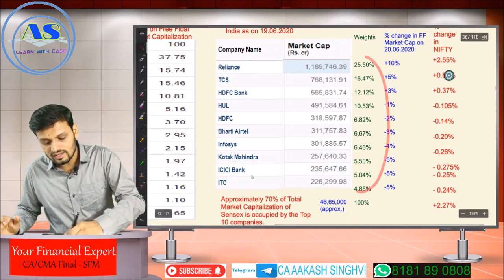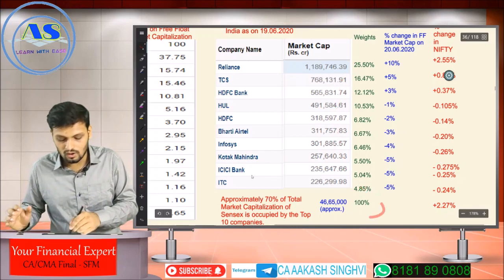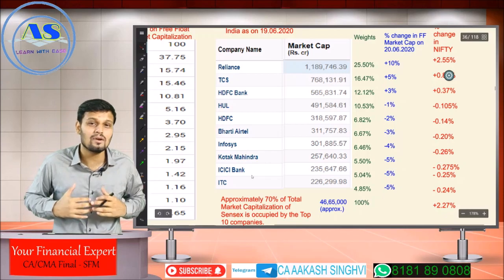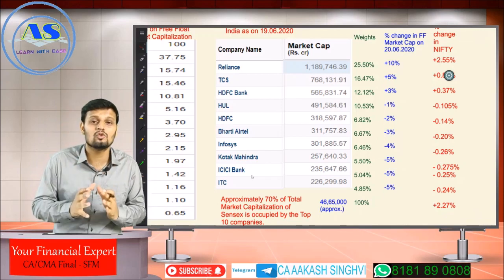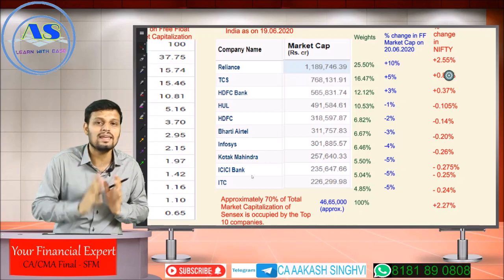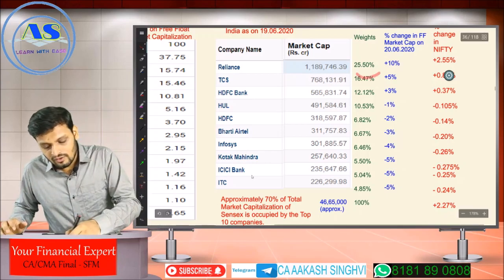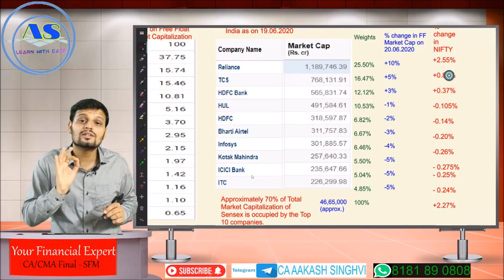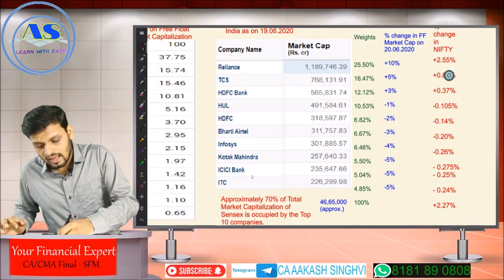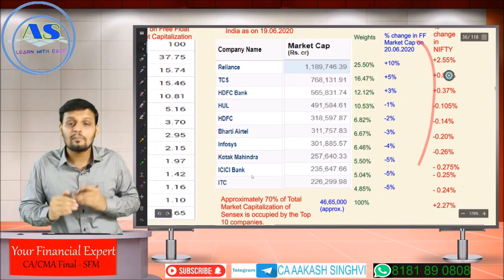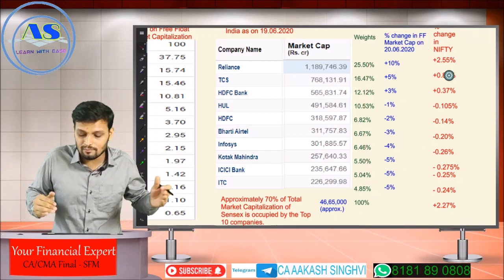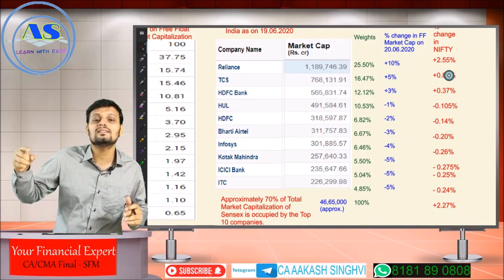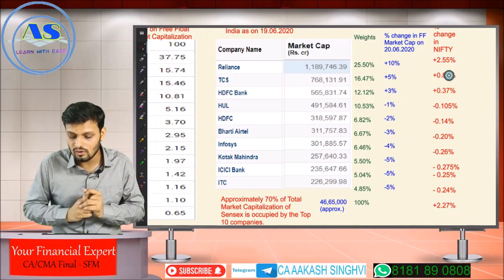Now if you add all these weights, it should always round off to 100%, right? So the weights of all these companies are coming to around 100% in my example, because I have assumed that there are only 10 companies in my index. If you can see here, Reliance alone has around 25.5% of the weight in the top 10 companies. Now I've also chosen the percentage change in free float market capitalization on 20th of June, that is the next day.